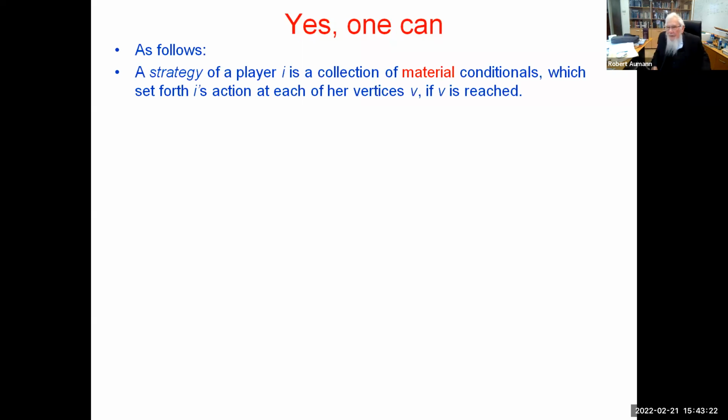So here's a precise, semi-formal definition. A strategy of a player I is a collection of material conditionals which set forth I's action at each of her vertices V if that vertex V is reached. In other words, either the vertex is not reached or she does what is prescribed by the strategy. If it's not reached, we don't say anything.